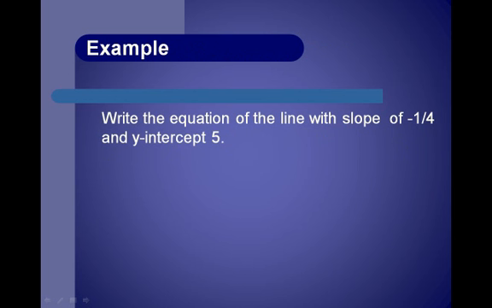Write the equation of the line with a slope of -1/4 and a y-intercept of 5. Well, slope, if you'll remember, is m. The y-intercept is 5. So using your slope-intercept form, y equals mx plus b, we get y equals the slope, which is -1/4, times x, plus the y-intercept, which is 5.